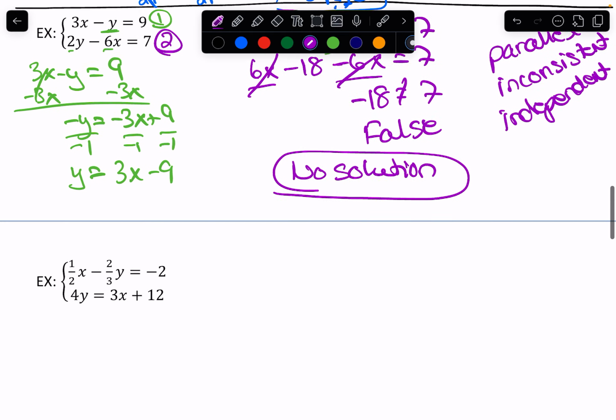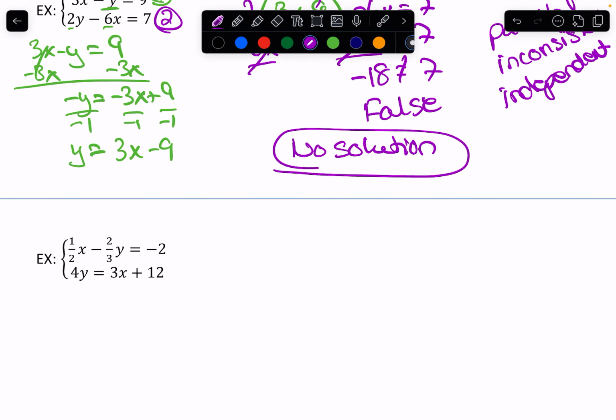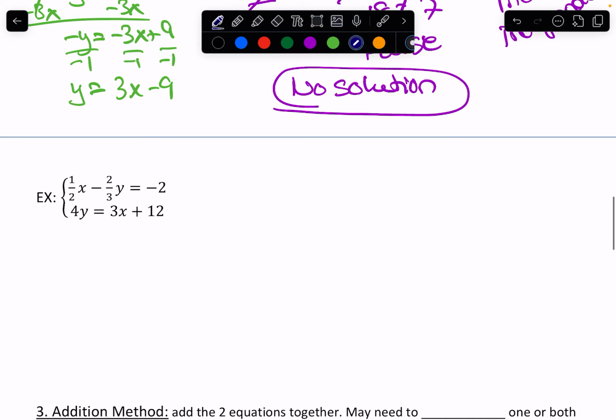Okay, let's look at this next example, fractions. Yay. Now, for this one, we don't have one that is easier than the other one. There's not one that has just x and y with the coefficient as 1.